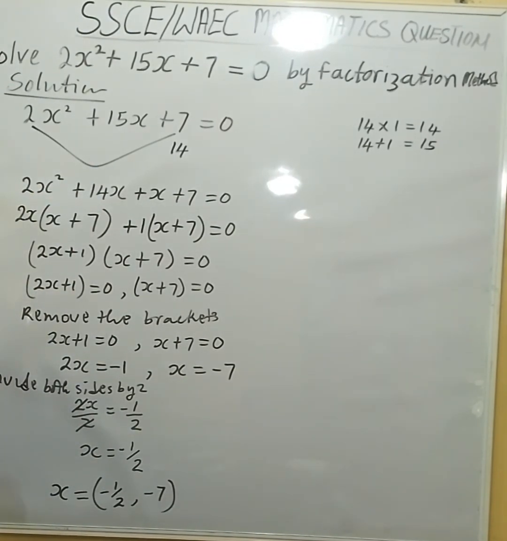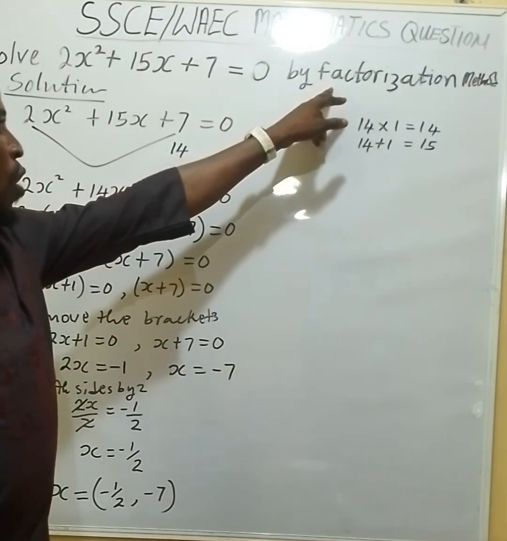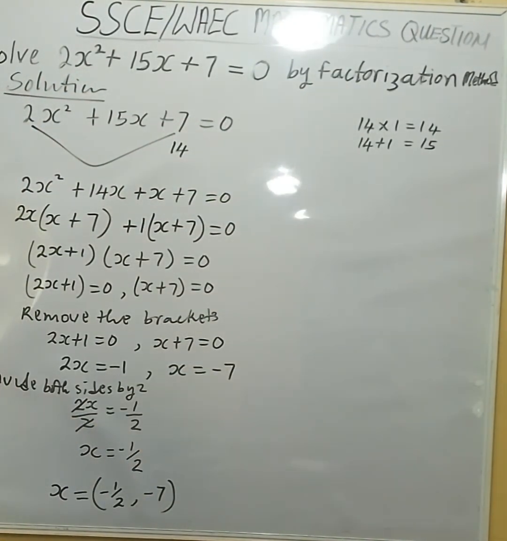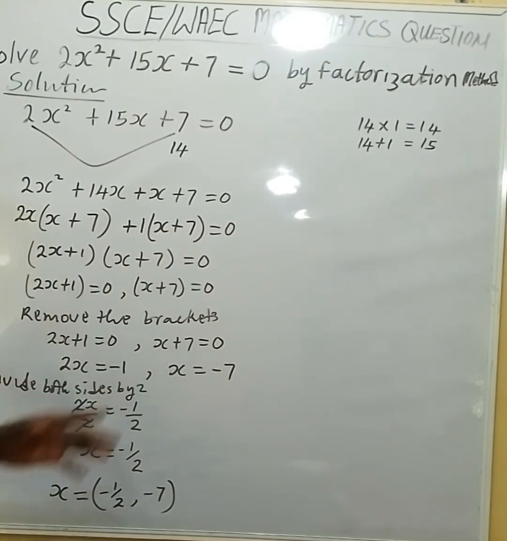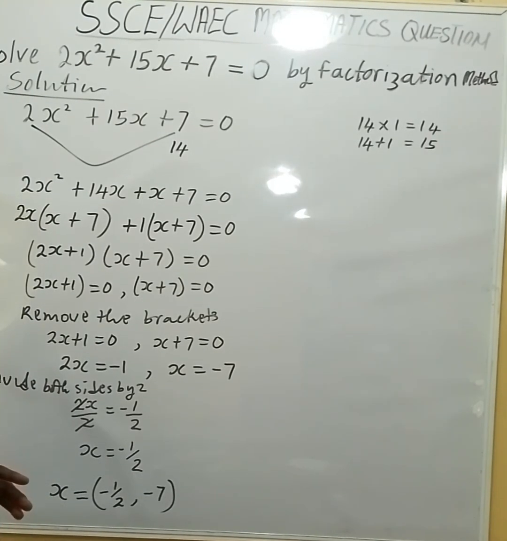But don't forget, just watch out for our next clip. We are going to solve the same question by the quadratic formula, which is the almighty formula, and we must arrive at the same answer. Also, we will use the completing the square method, and we must arrive at the same answer, because we want all our candidates worldwide that want to write the WAEC exam to really understand the three methods. Anyone they ask them to use in the exam, whether factorization, almighty formula, or completing the square method, they will know how to use it. So that is what we are going to do.